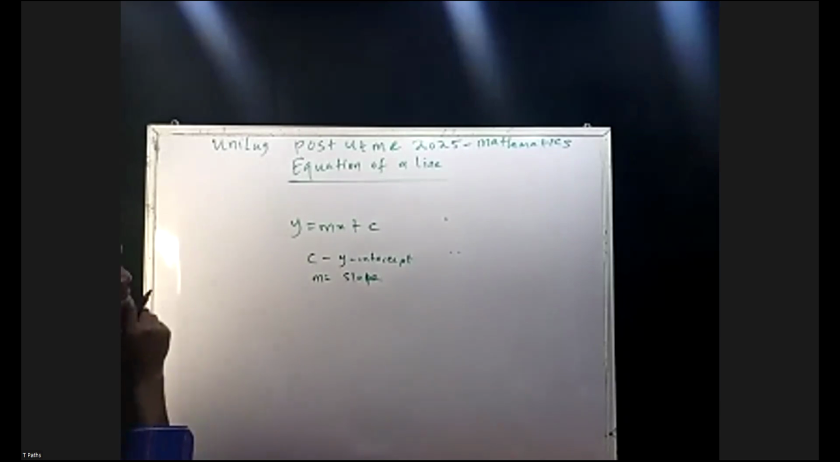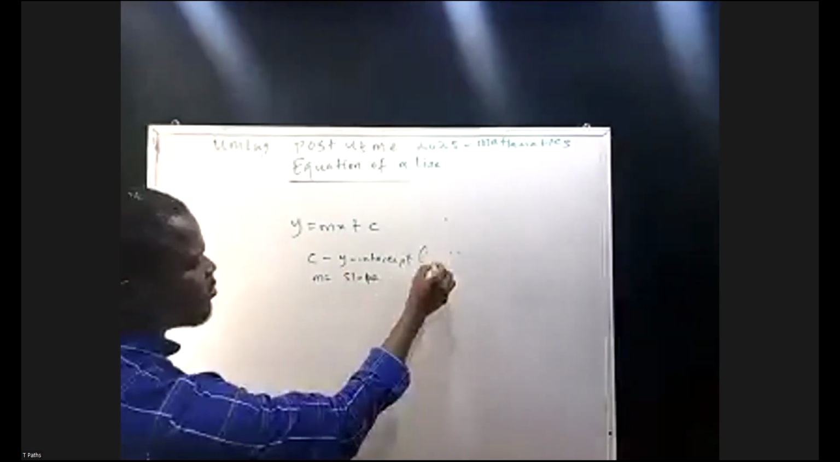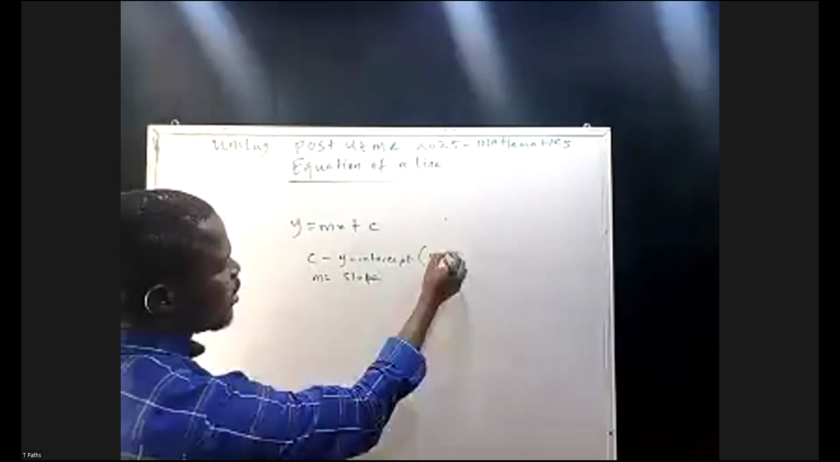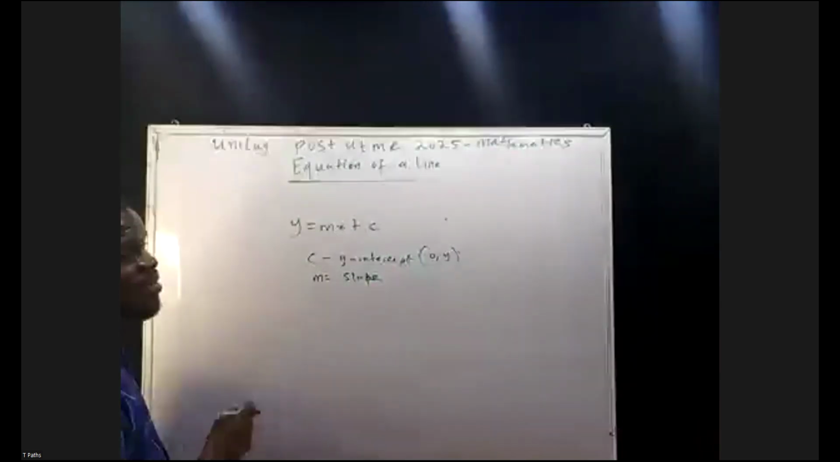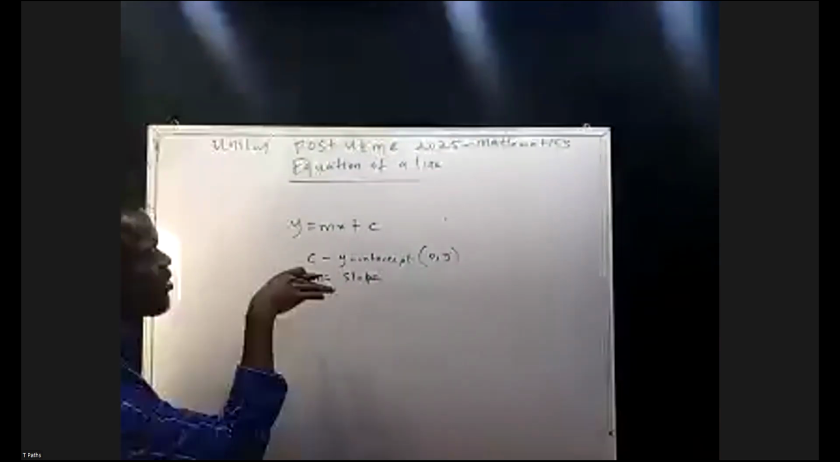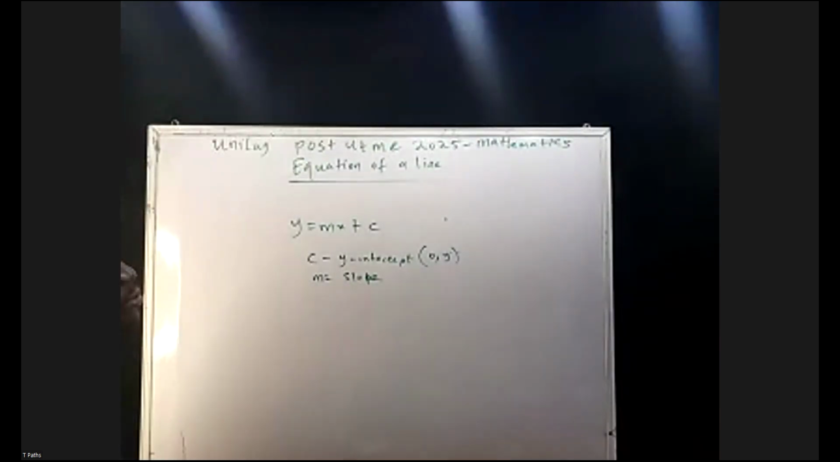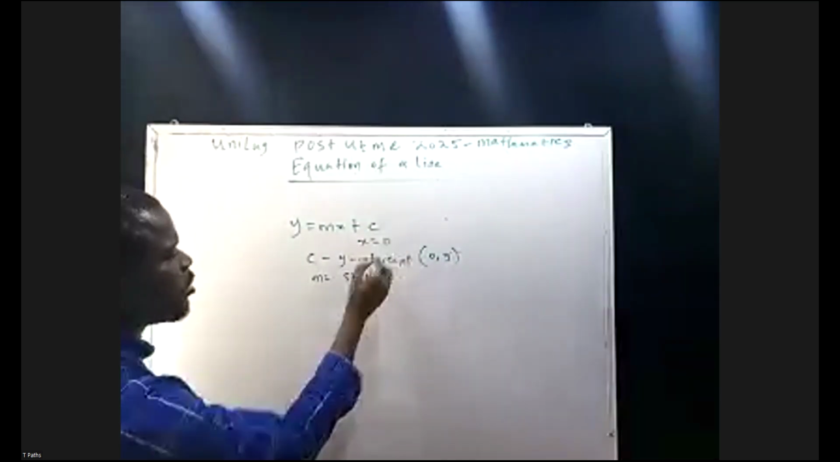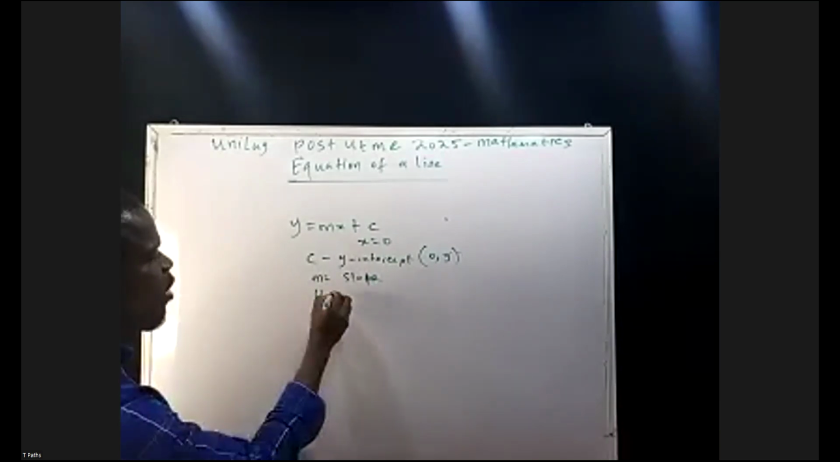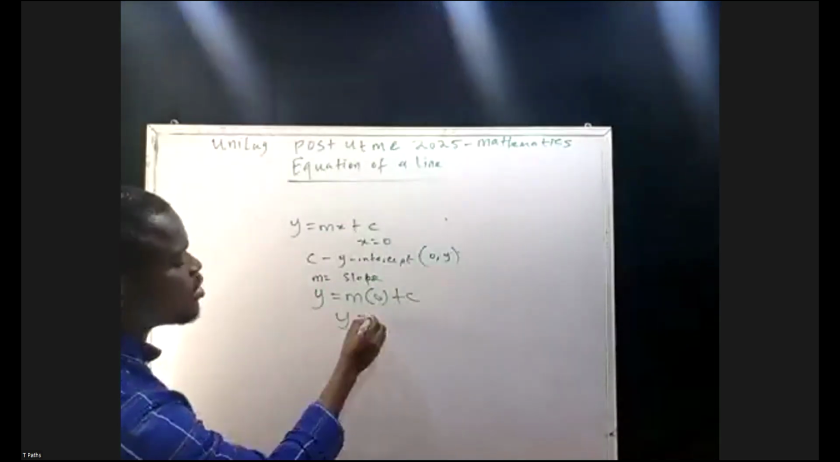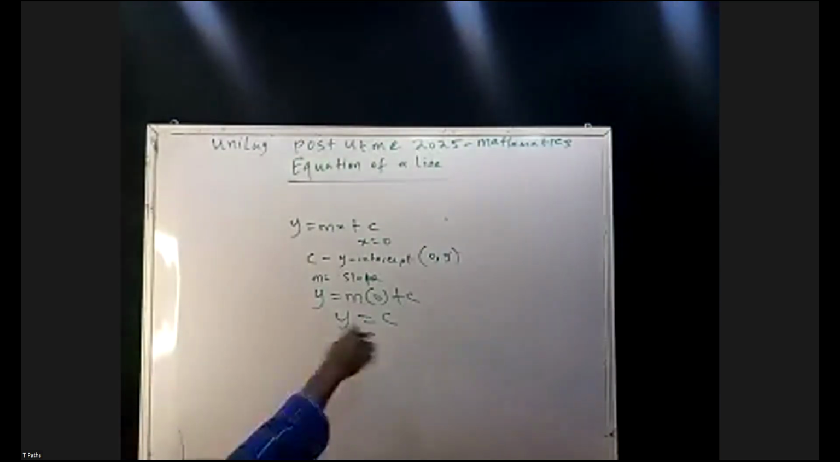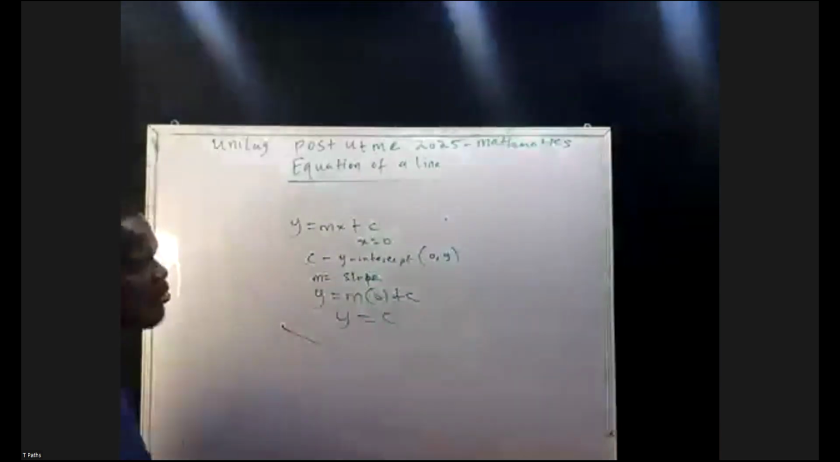Now, when x is equal to 0, we have a value for y. That is the y intercept. There is also an x intercept, but it does not really appear in this equation. When you say x is 0 from this equation, you have y equals to what? m times 0. You can see y equals c, which is the y intercept already. You can see what we are trying to say.